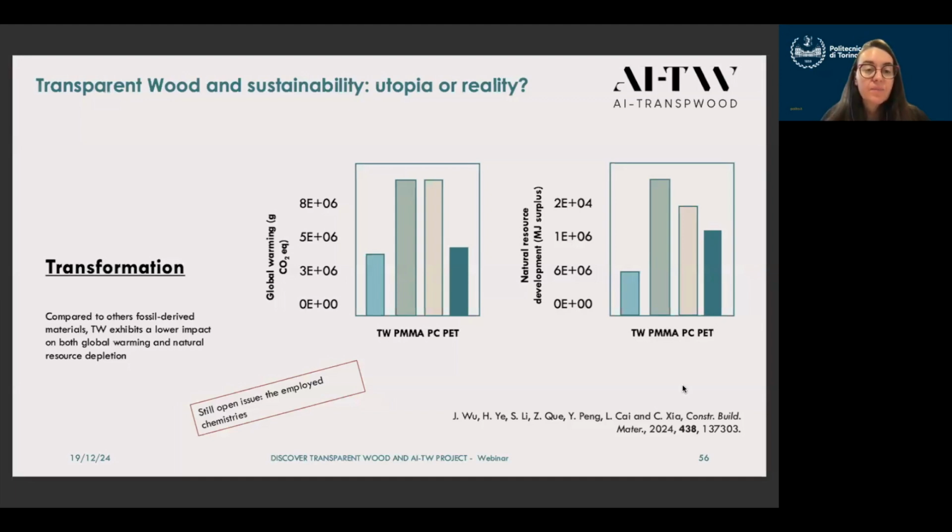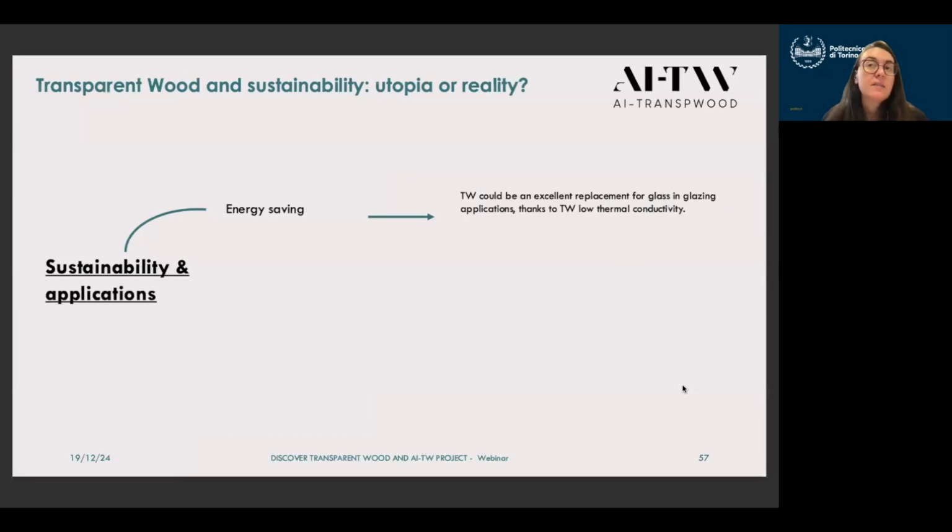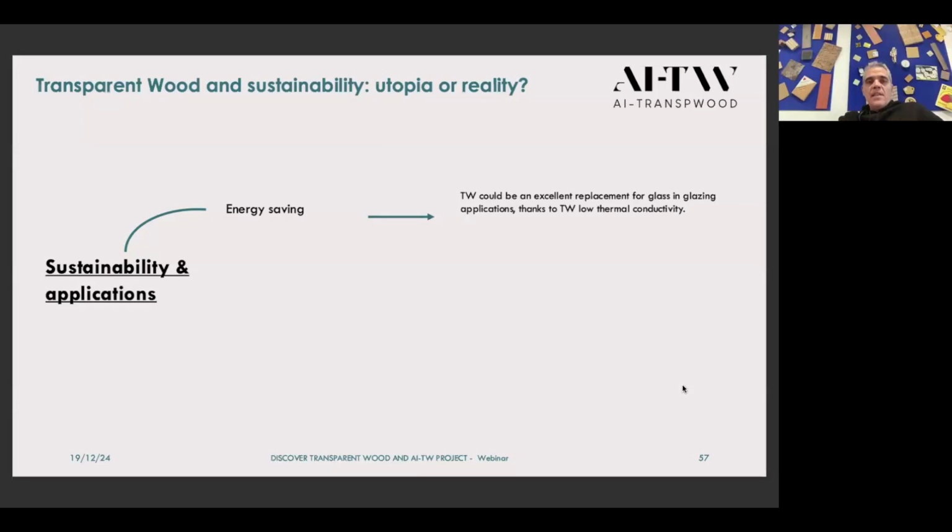And so we can go to the next part, about applications of transparent wood, and then we go through the end-of-life scenario of transparent wood. Yes, another possibility to find sustainability in transparent wood could be in some applications. I will show you one possibility.